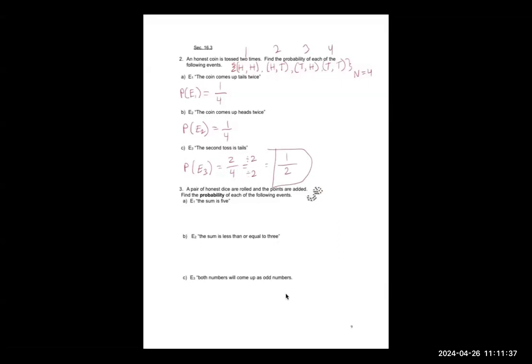Okay. Now let's move on to the next one. A pair of honest dice are rolled and the points are added. Find the probability of each of the following events. The event E is the sum of the two dice is equal to 5. And the good news is we already talked about this in 16.1, so we can just go back to that.